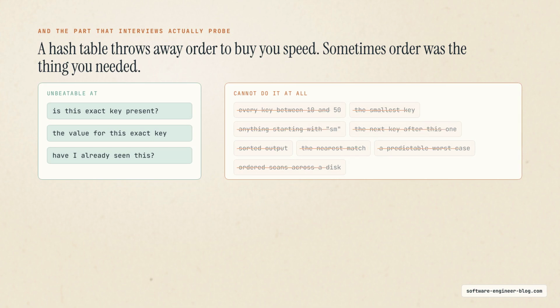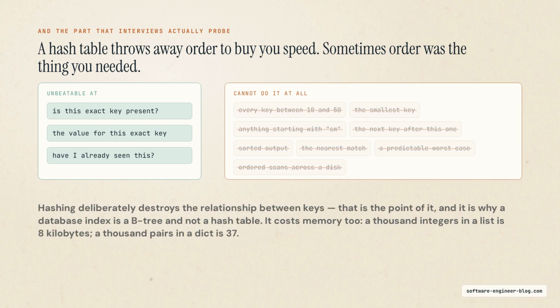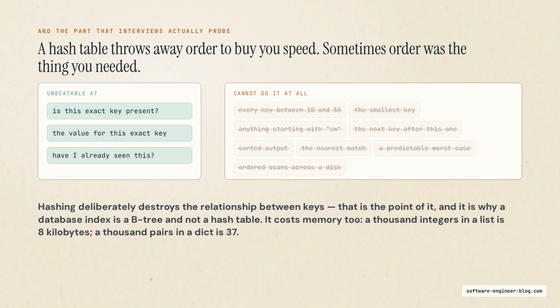Hashing deliberately destroys the relationship between keys. 2 keys next to each other in the alphabet get thrown to completely unrelated slots, which is exactly why a database index is a B tree and not a hash table. And that brings us to the questions this unit unlocks, because every unit in this series ends here.